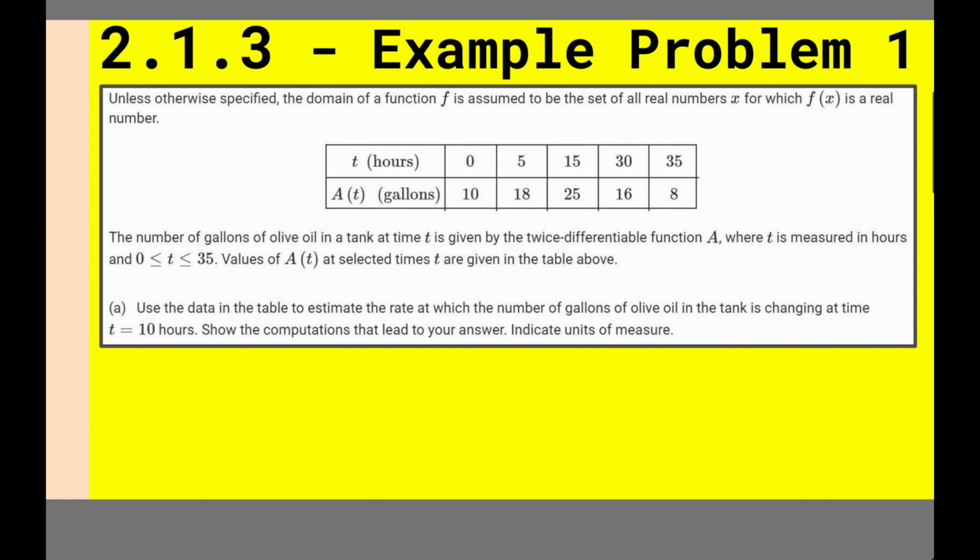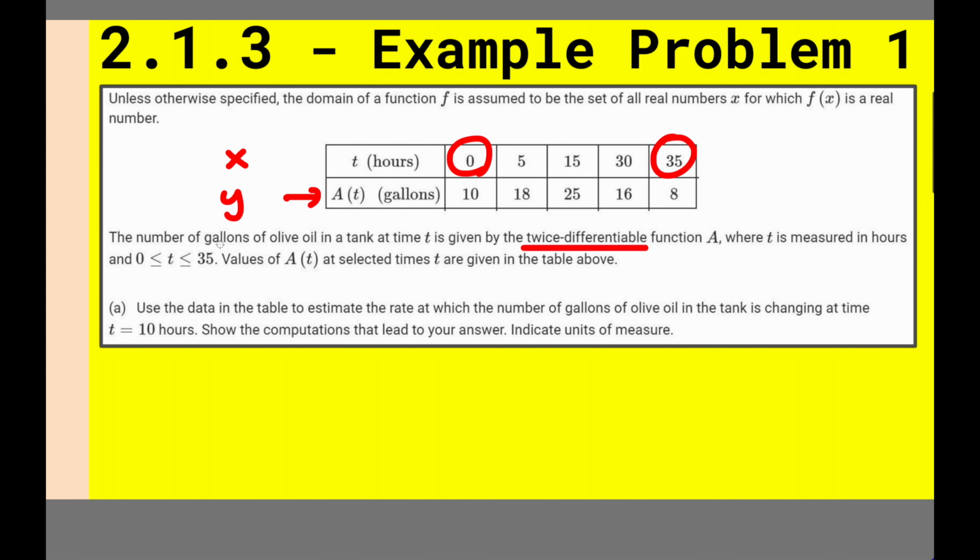The number of gallons of olive oil in a tank at t is given by a twice differentiable function. Twice differentiable just means that the second derivative exists as well for this function A, where t is measured in hours from 0 to 35. You can see it goes from 0 to 35 in this table. Values of A of t are given right here. If you want, you can think of this as x and this as y, only it's t and A of t, but you get the same idea.